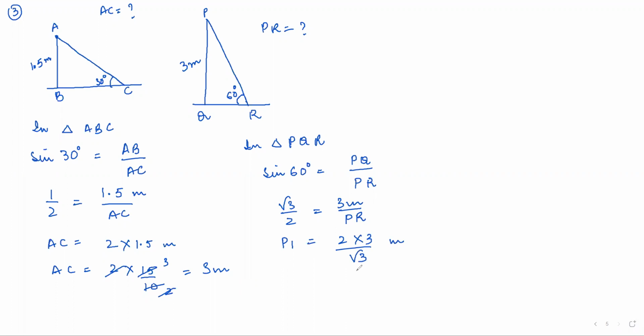Now you have under root 3 in the denominator. So for PR, this 3 you can write as under root 3 into under root 3, and then you have under root 3. Okay. So one under root 3 will cancel out. So it will be 2 under root 3 meters.